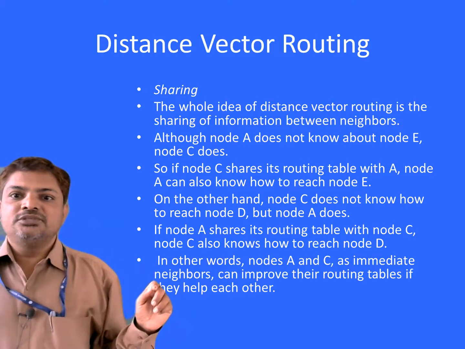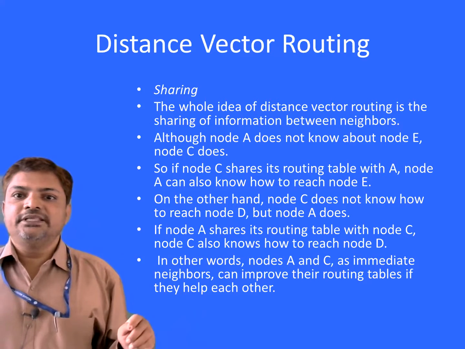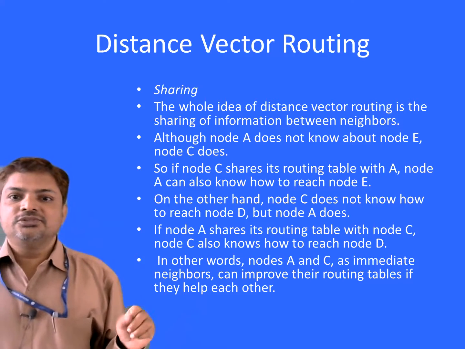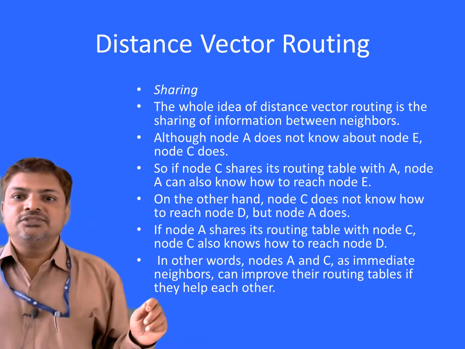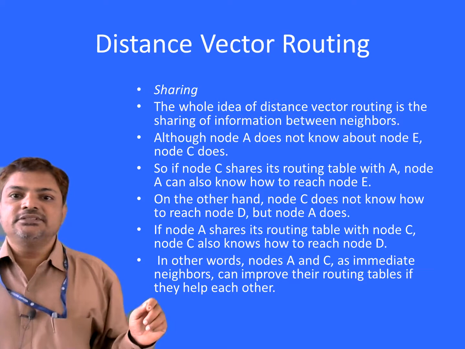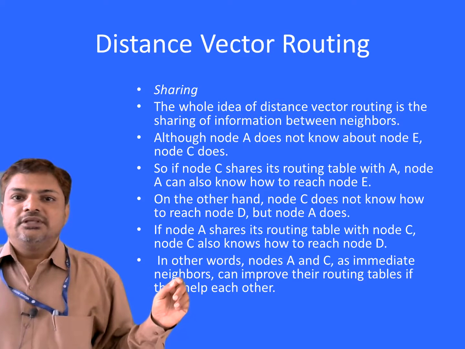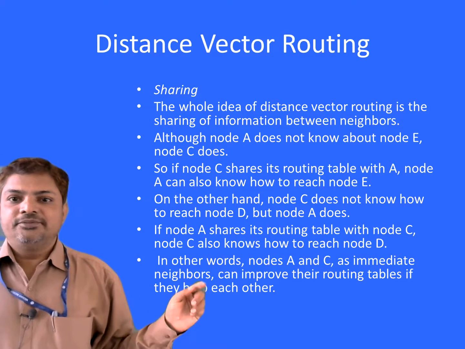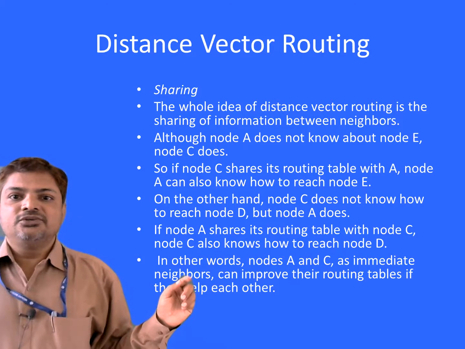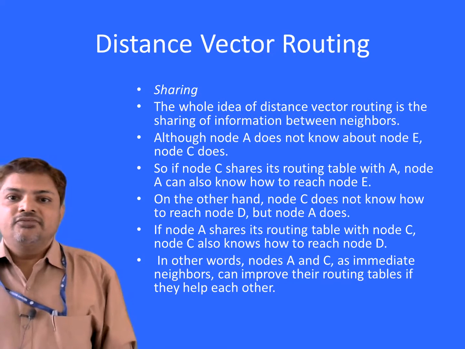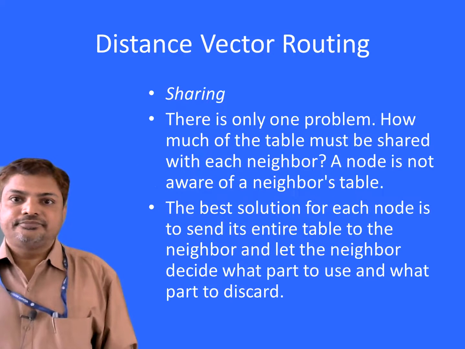On the other hand, node C does not know how to reach node D, but node A does. If node A shares its routing table with node C, C also knows how to reach node D. In other words, node A and C as immediate neighbors can improve their routing tables if they help each other. If they share with each other, then we can find out the distance.